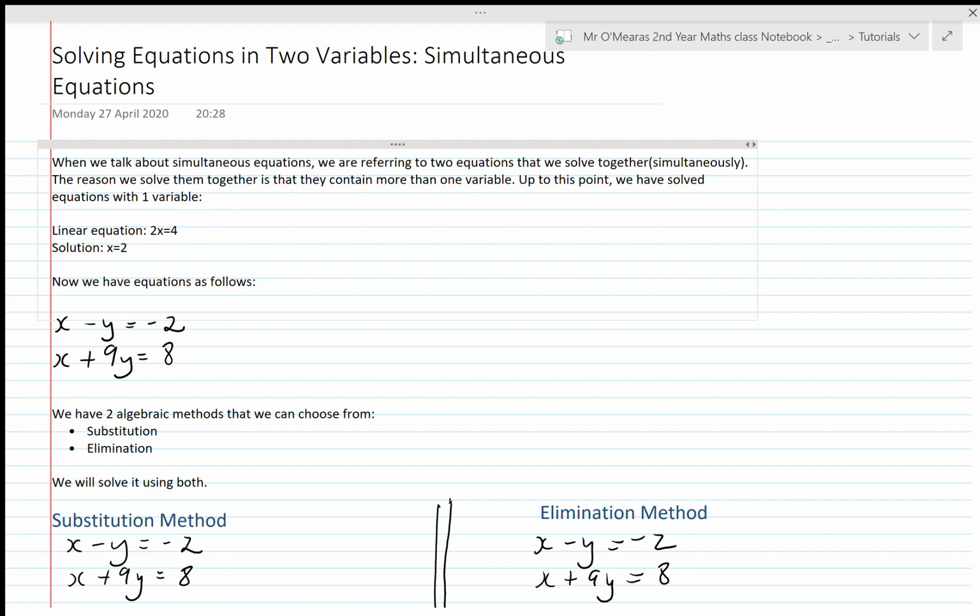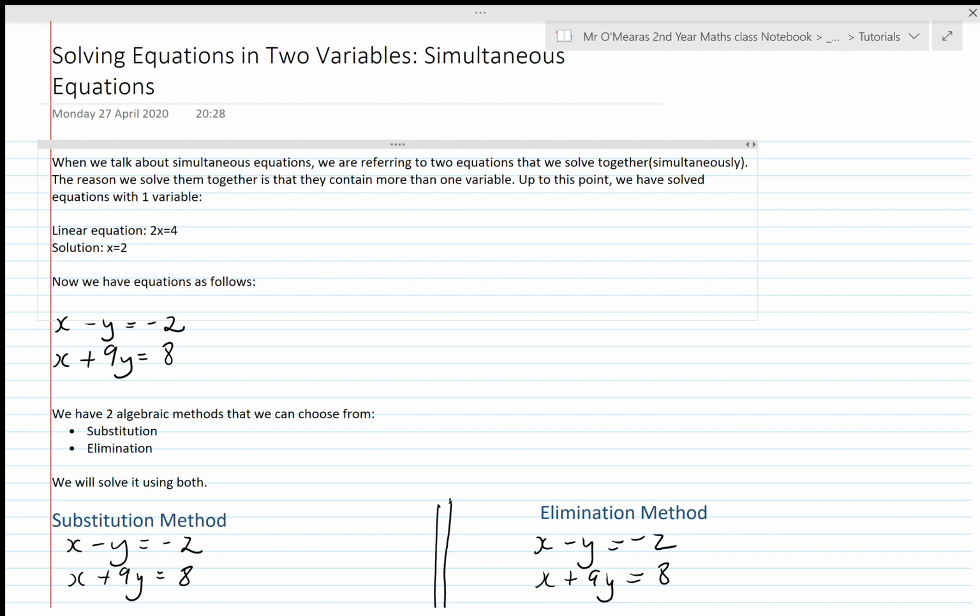Okay, we're here looking at solving equations in two variables, and specifically looking at simultaneous equations. When we talk about simultaneous equations, we're referring to two equations that we solve together, hence the name simultaneous. The reason we solve them together is that they contain more than one variable.